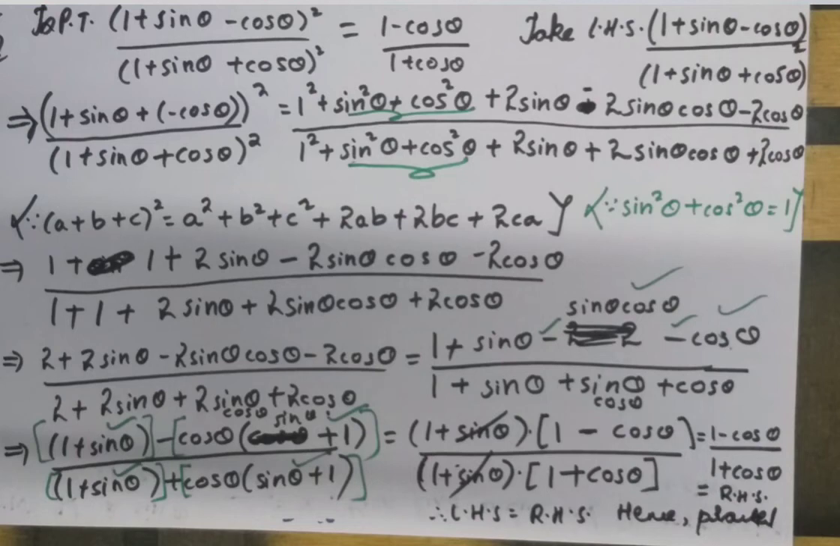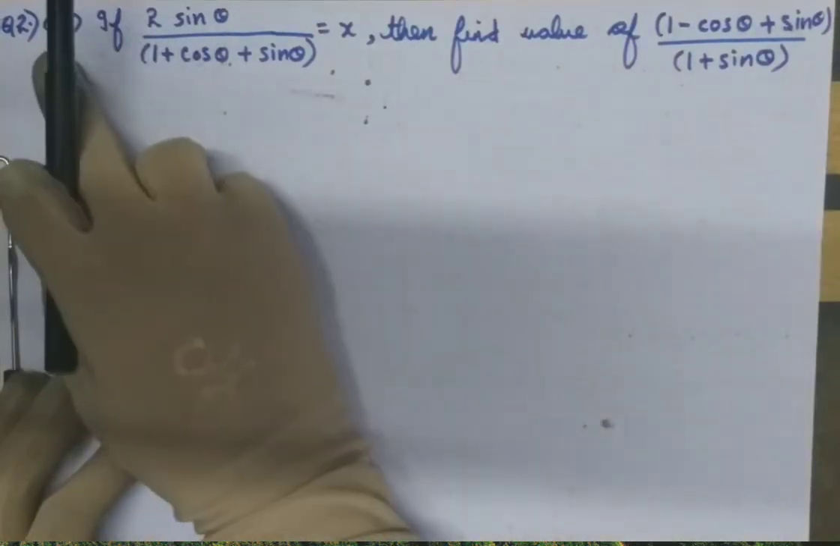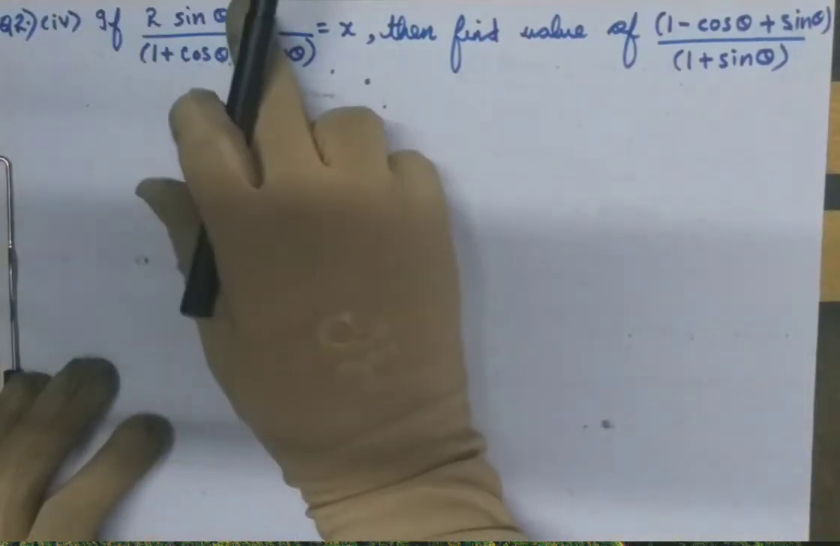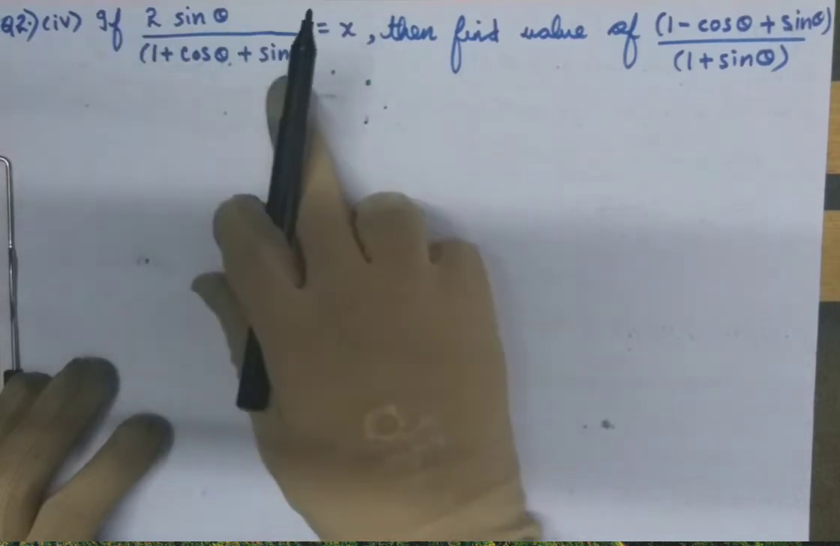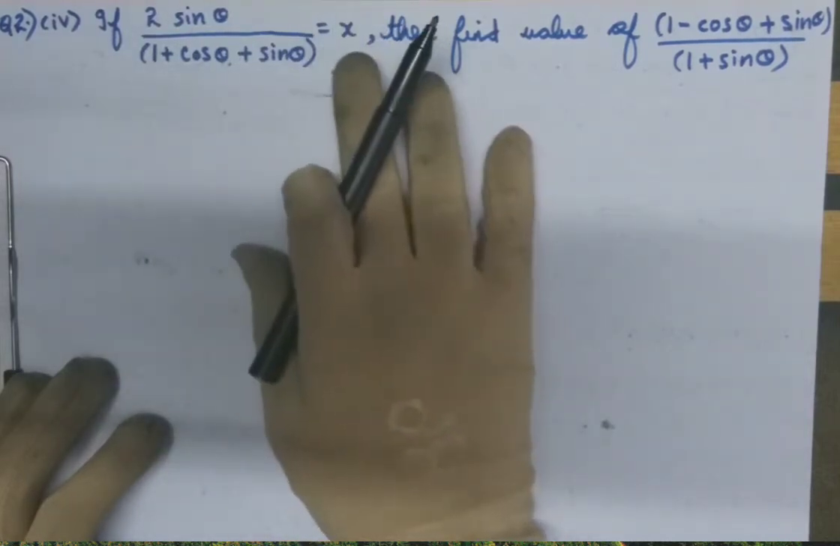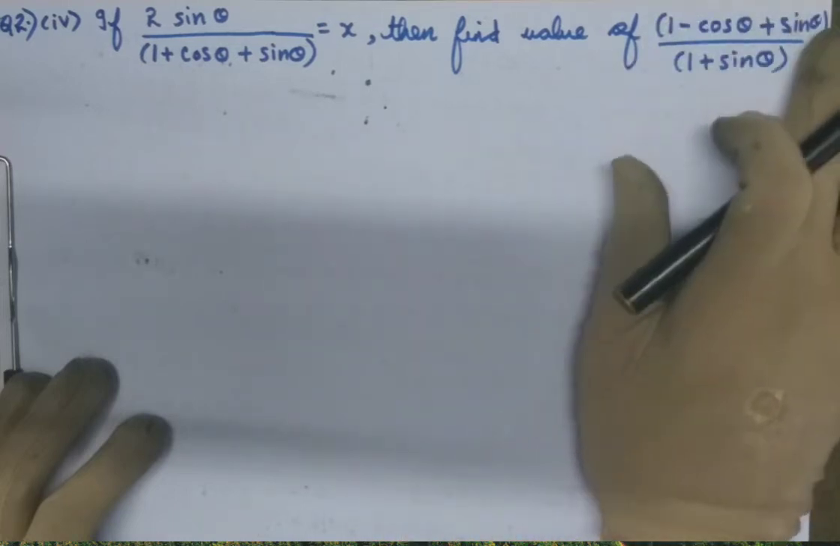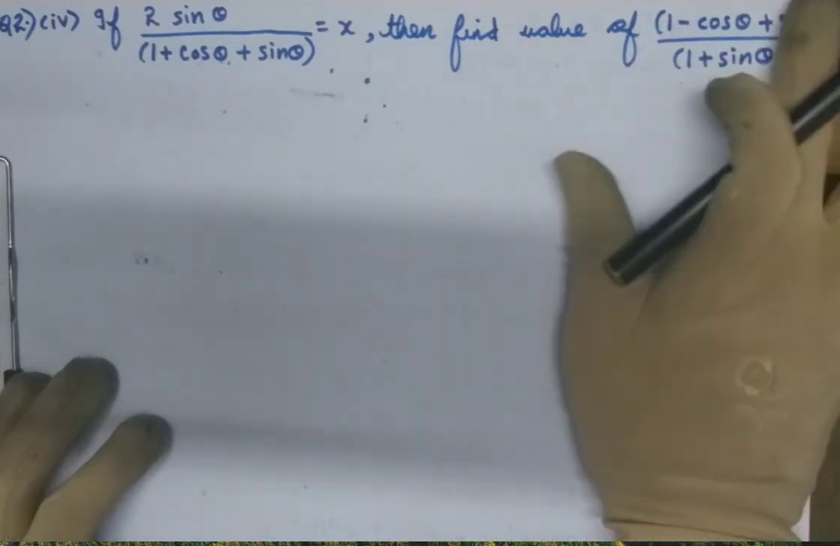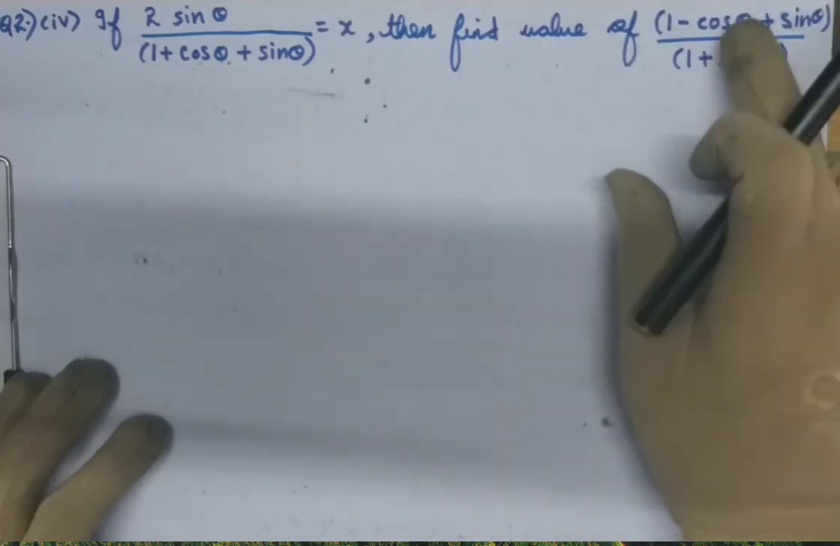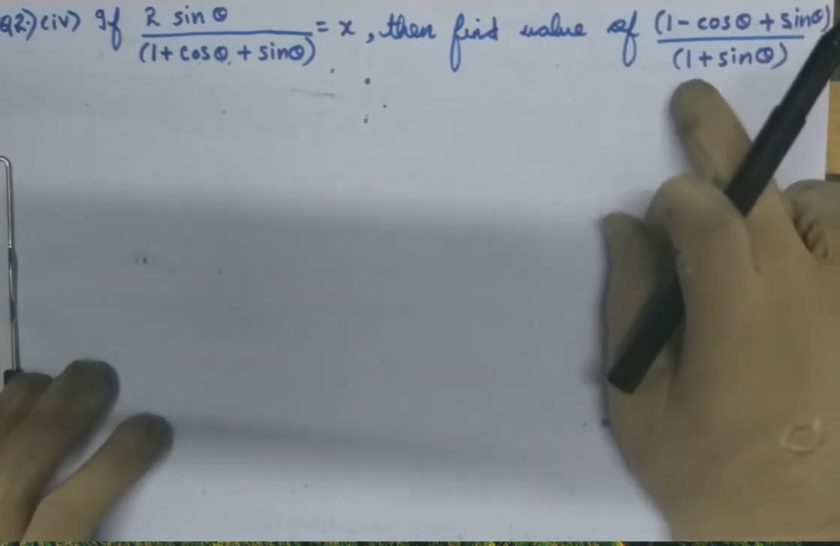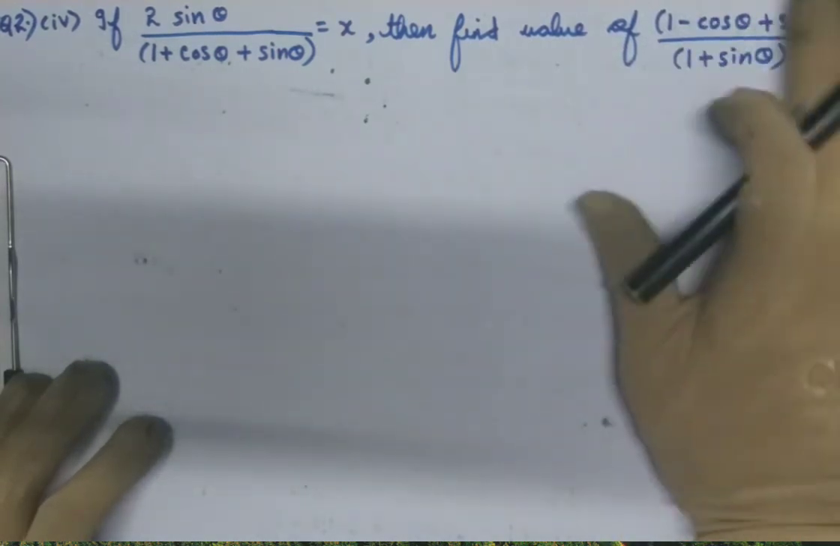I hope you are enjoying doing these sums. Let us move to the last bit of this video, that is second question, fourth bit. Now carefully observe this question of fourth bit. If 2 sin theta by 1 plus cos theta plus sin theta is equal to x, then find the value of 1 minus cos theta plus sin theta by 1 plus sin theta. We have to find out the value of this. How to find out the value?